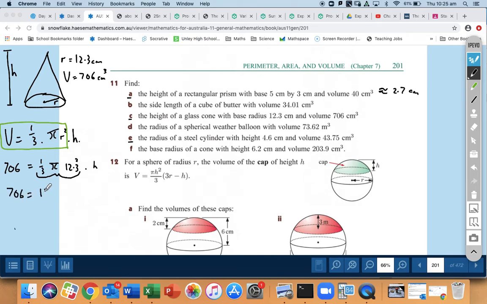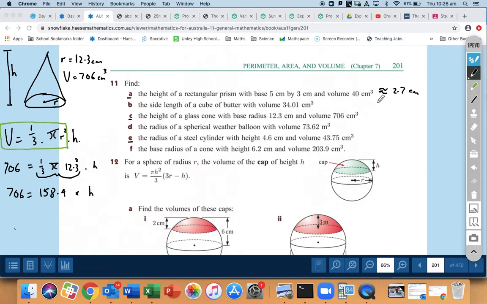706 equals 158.4 multiplied by the height. So what that means is that 158.4 times some height, some value, has to equal 706. Okay, maybe this height's roughly about 5 or 4 perhaps. 4 15s are 60, so 600. I think the height's going to be somewhere between 4 and 5 centimetres.